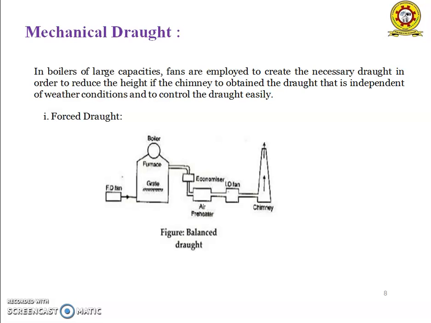And the second type of classification is artificial draught. Artificial draught has two types; in that, mechanical draught. In boilers of large capacity, fans are employed to create the necessary draught in order to reduce the height of the chimney, to obtain a draught that is independent of the weather condition, and to control the draught very easily. Mechanical draughts are again broadly classified into three types.